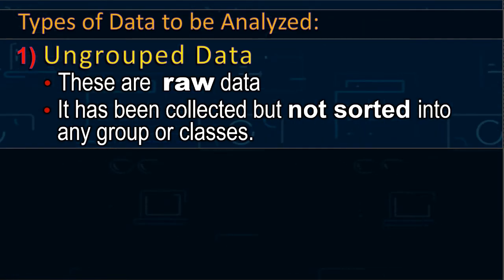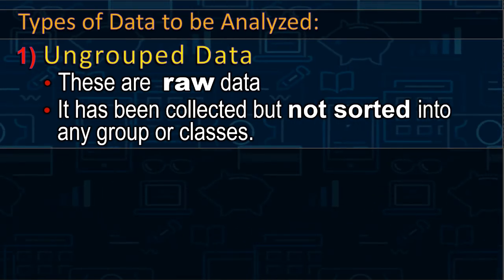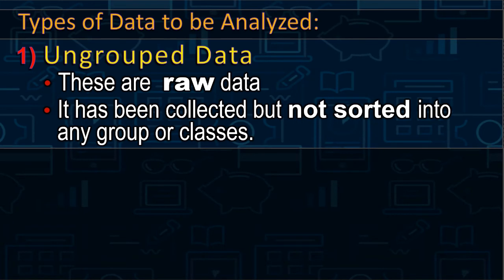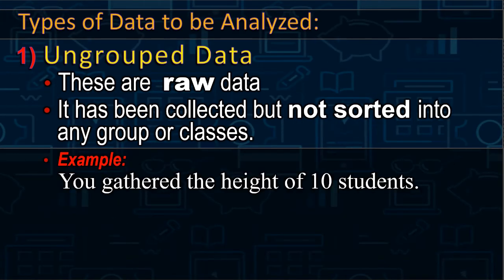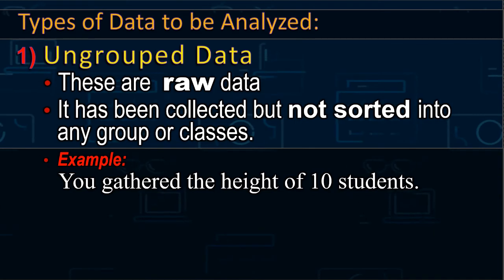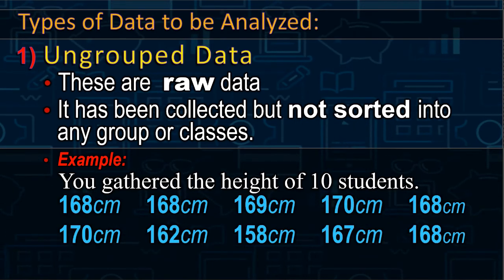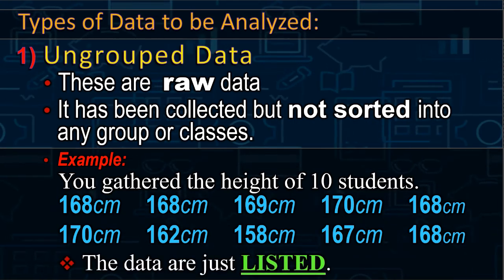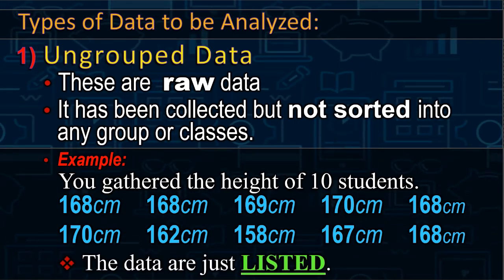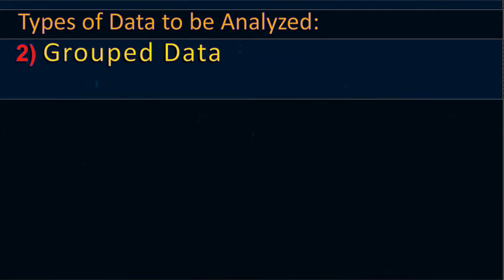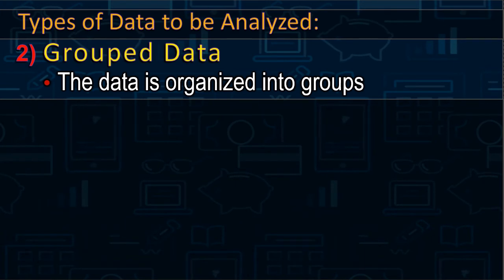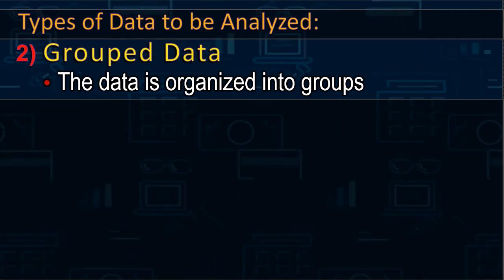Ungrouped data, these are raw data. It has been collected but not sorted into any groups or classes. You gather the height of 10 students. So what will you do? For ungrouped data, you just list down all the given data. Now what about grouped data? For grouped data, the data is organized into groups.